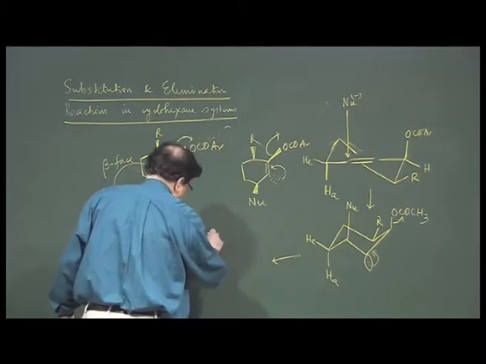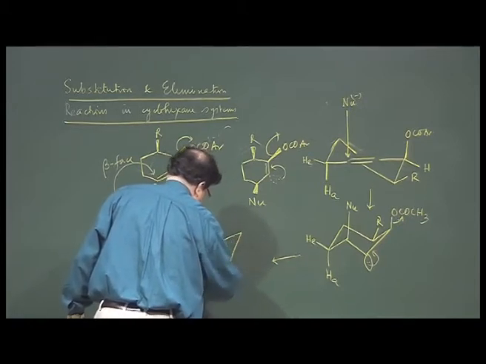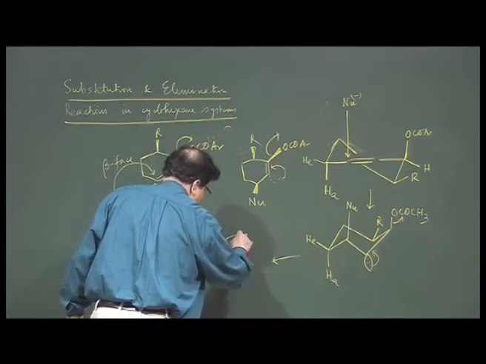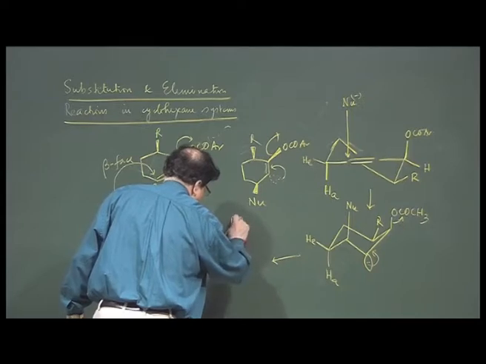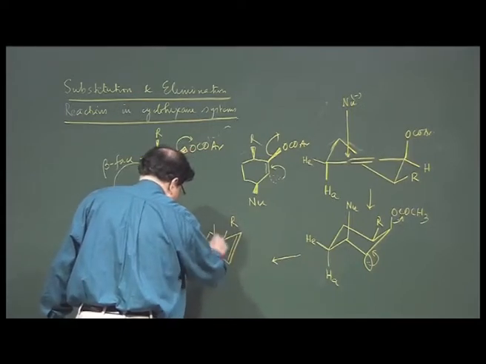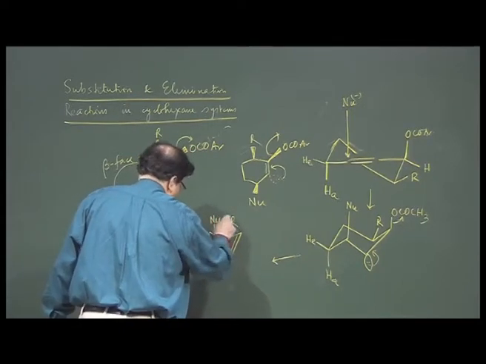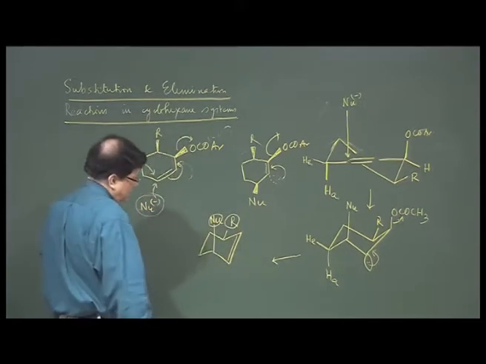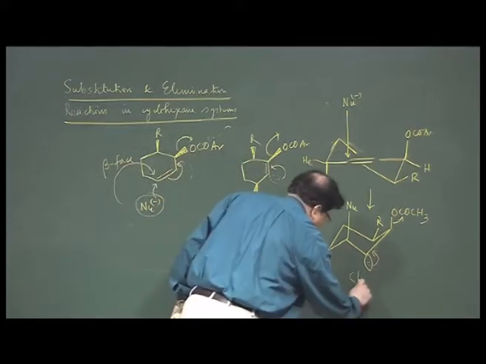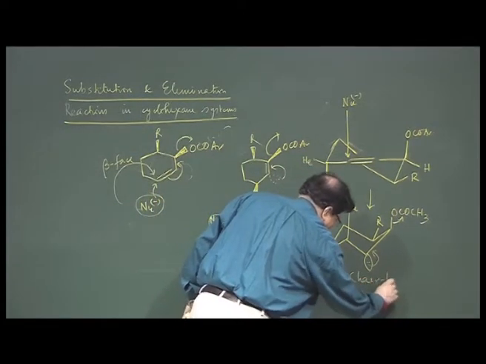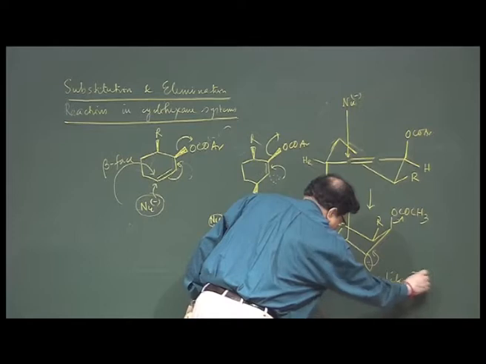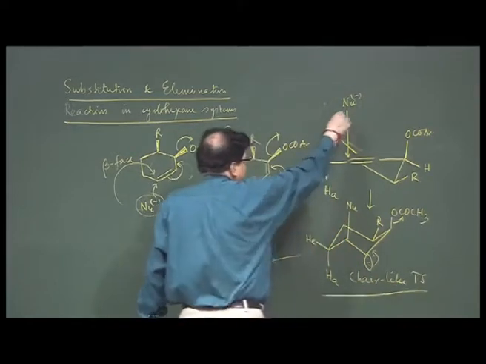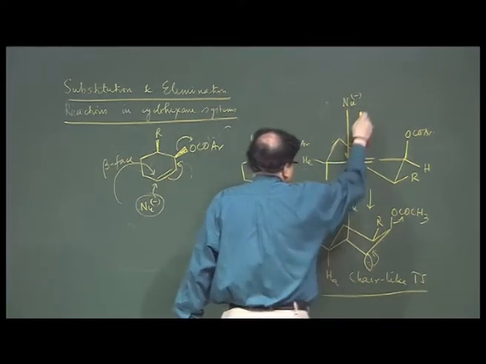but the product, if you draw it in the chair form, you have a double bond here, you have R here, and you have nucleophile here. So, the important thing is this R and nucleophile will be cis to each other, and there is a chair-like transition state. And this attack is what is called an anti-parallel attack.